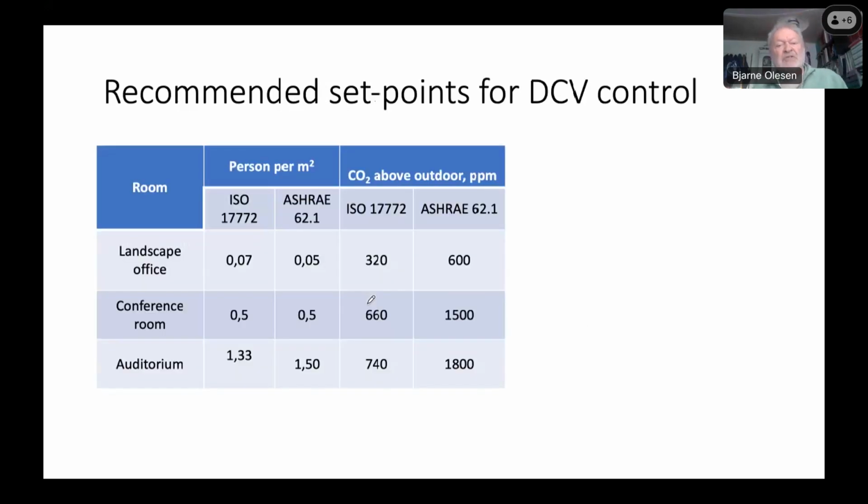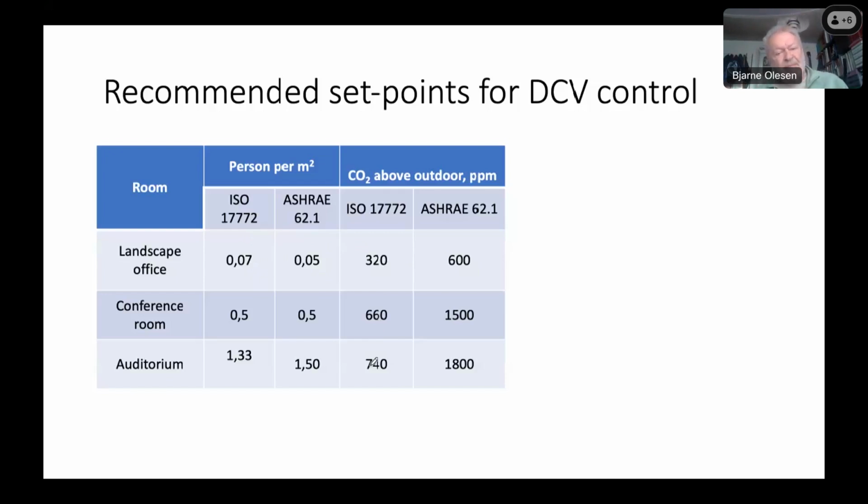So if you're now trying to compare the set point for demand control ventilation using some of the ASHRAE data, where we now take, for example, landscape office, where we have a little different density of people in the ISO and the ASHRAE, but the required set point for the same indoor air quality, you see the set point in the ASHRAE, here the set point is CO2 above outdoor. So the outdoor concentration is taken into account, is significantly higher than we are promoting in the ISO and the EN standard. And the same if you have a conference room or auditorium.